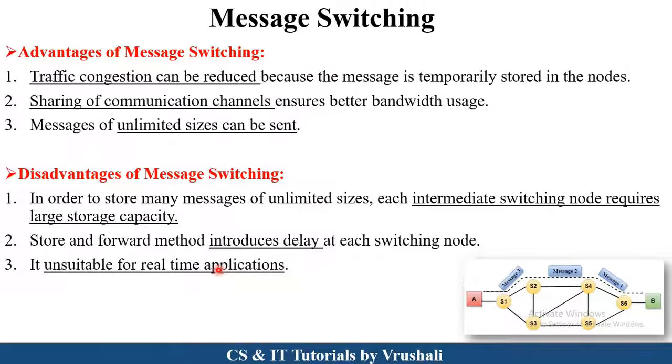For example, there is weather related data, prediction related data, some live cricket, or some other live data, right? So for real time applications, it is not suitable. So this is called message switching.